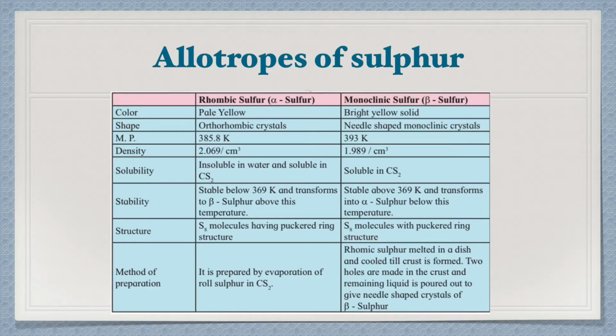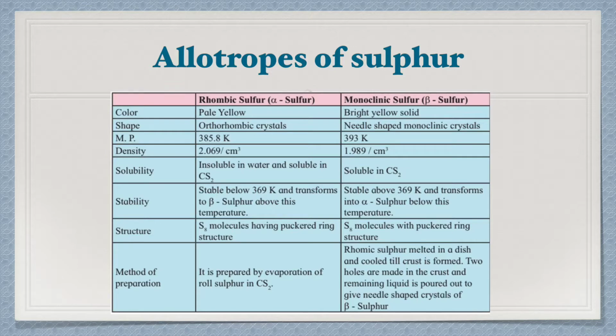So now we'll see the properties. First one, color. Rhombic sulfur is pale yellow in color, whereas monoclinic sulfur is a bright yellow solid. Next one, shape. Rhombic sulfur is an orthorhombic crystal, whereas monoclinic sulfur is a needle shaped monoclinic crystal. Next one, the melting point. Rhombic sulfur melts at 385.8 Kelvin, whereas monoclinic sulfur will melt at 393 Kelvin.